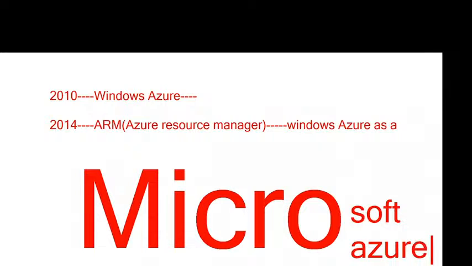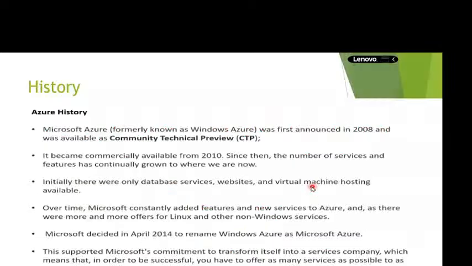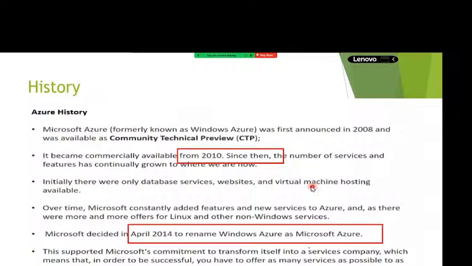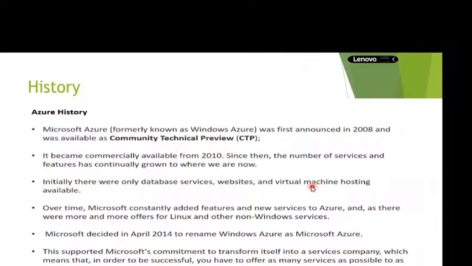So this is about the history. Finally, now Microsoft officially calls it Microsoft Azure in the market. This is the one slide. In 2010, they introduced Windows Azure. Later, in the year 2014, they renamed Windows Azure as Microsoft Azure. This is the history of Microsoft Azure.